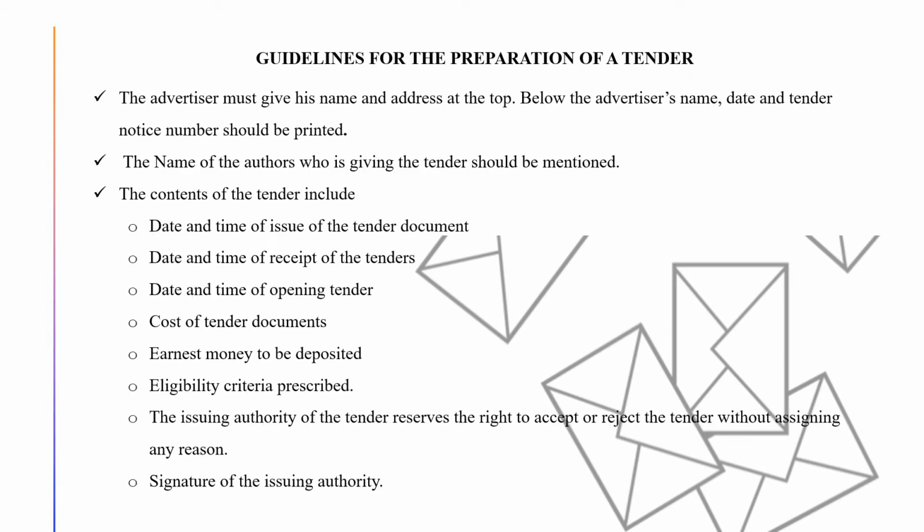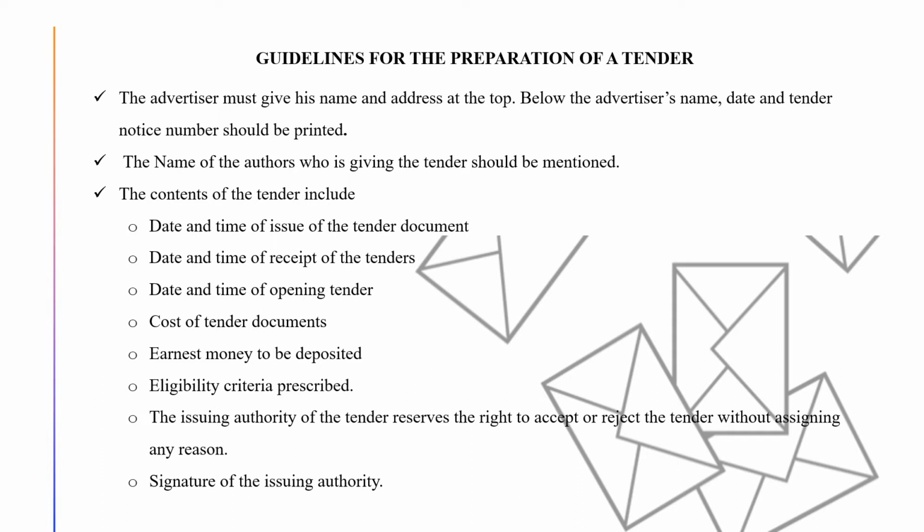There are a few guidelines that have to be followed in case of writing a tender letter. What are those guidelines for the preparation of a tender is what we are going to see in this slide. The advertiser must give his name and address at the top of the letter. Below the advertiser's name, date and tender notice number should be printed. So when you're writing a tender letter, the advertiser's name and address should be written on the top. Below that, the date and the tender notice number should be written. The companies will have a number for every tender, so that has to be mentioned.